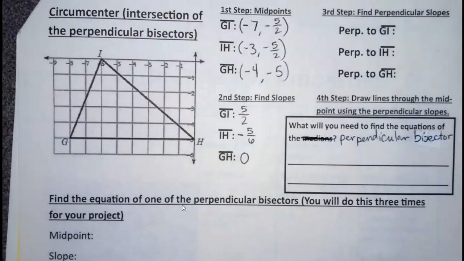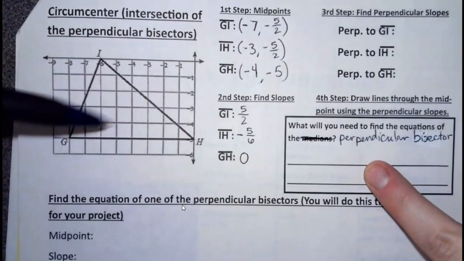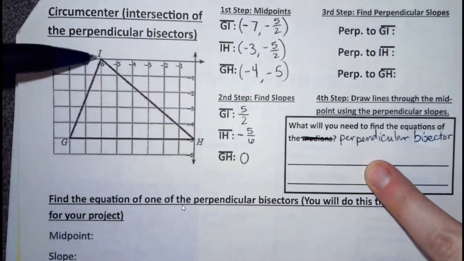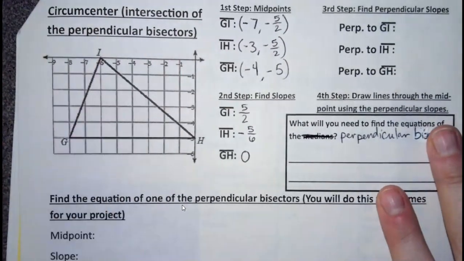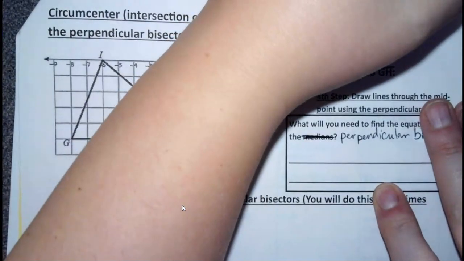Now we're going to make them perpendicular, because second step, find the slopes of these 3 lines. So that's what I just did. The 3 sides of the triangle, we found those 3 slopes. Make them perpendicular. Flip them, change the sign. So -2/5. +6/5.